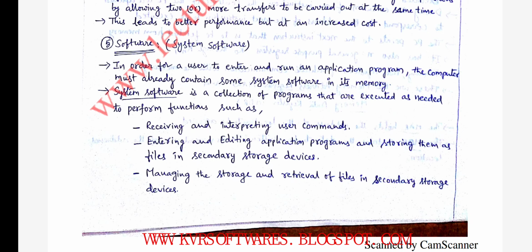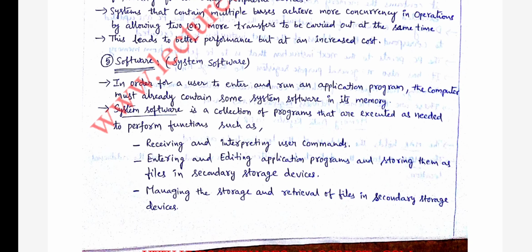In order for a user to enter and run an application, the computer must already contain some system software in its memory. System software is a collection of programs that are executed as needed to perform functions such as receiving and interpreting user commands, entering and editing application programs, and storing items as files in secondary storage devices, managing the storage and retrieval of files in a secondary storage device, right?